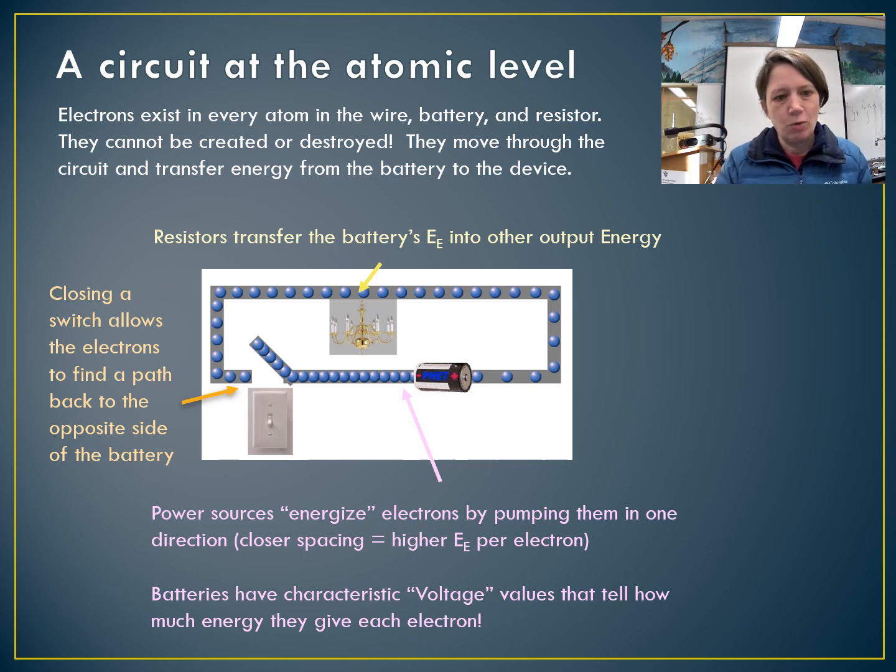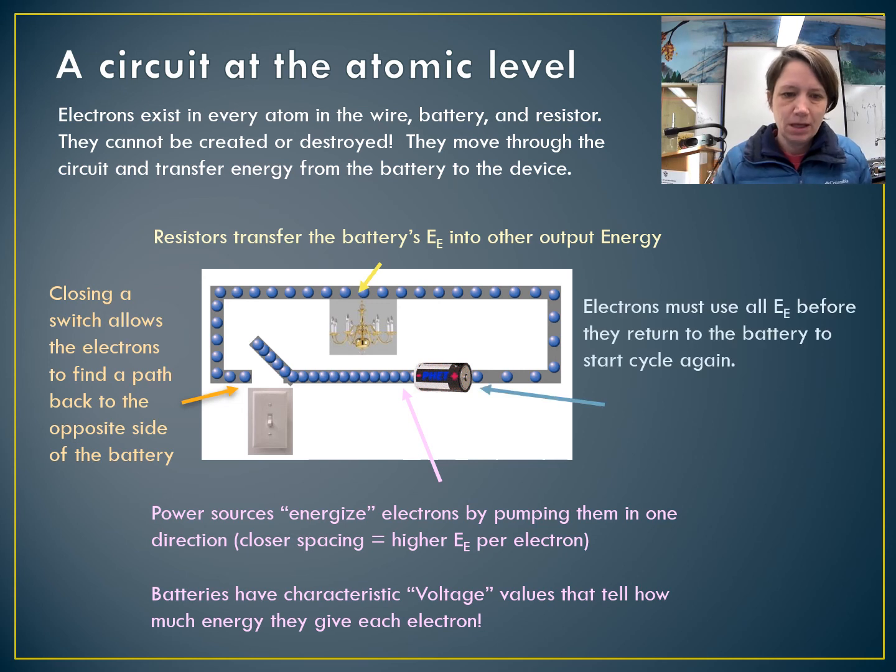The resistor, of course, is the place where the electrical energy gets transformed into other kinds of outputs. The processes by which that happens are kind of complicated. I can explain a few of them, but some of them are beyond the scope of this class. But the big idea is that electrical energy gets turned into light or heat or sound or whatever it is that your resistor is doing.